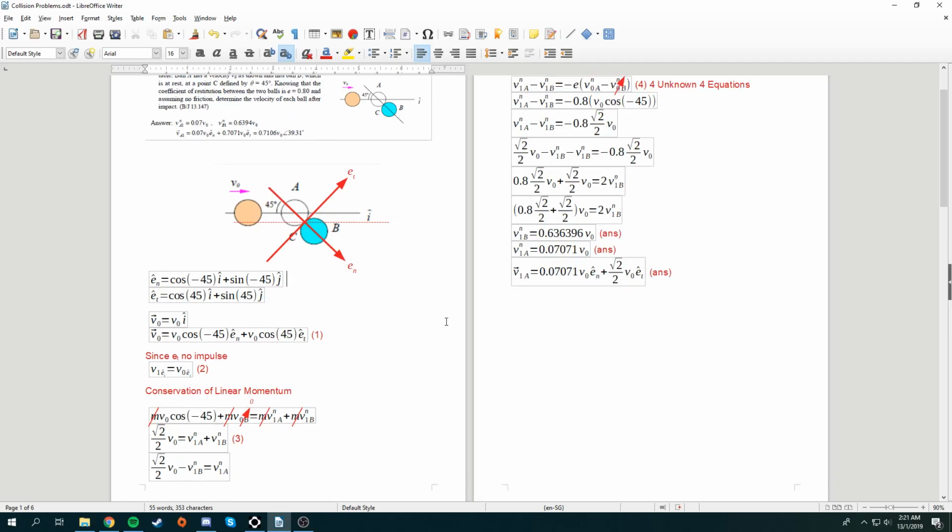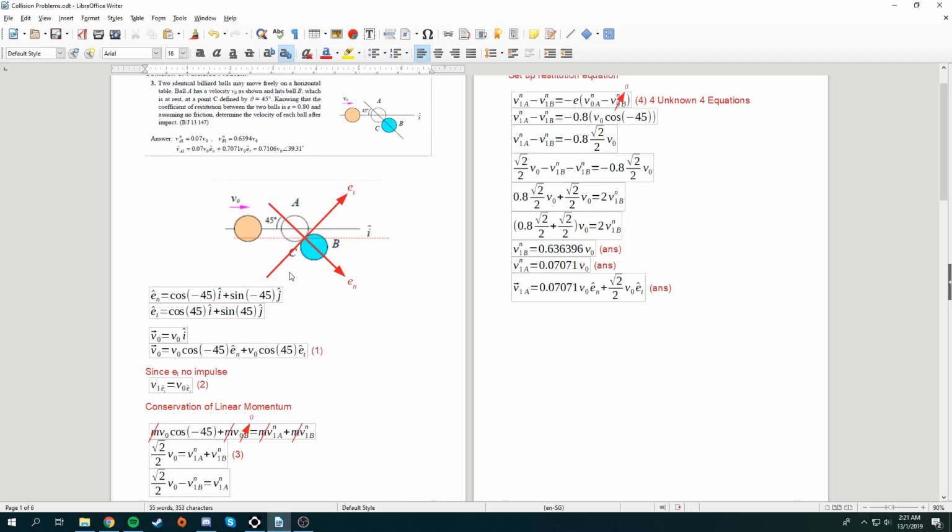The very first thing that we'll do is put down our notation for en and et. en is along the line of impact, and et is perpendicular to it. So en, I'll write it down, is cosine negative 45 and sine negative 45, because it's measured from the positive x-axis, negative 45. et is cosine 45 and sine 45.